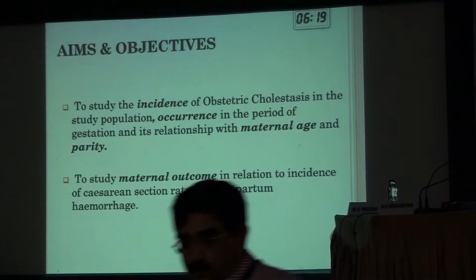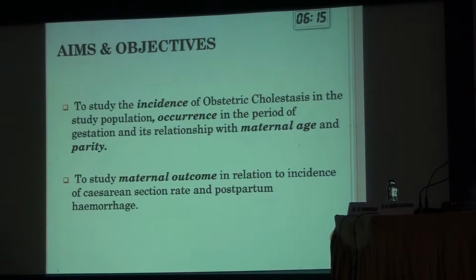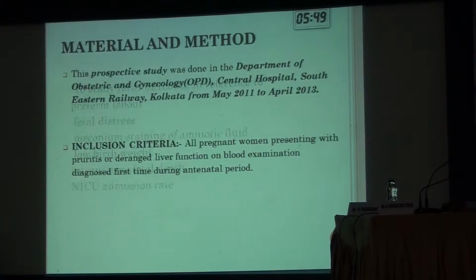The main aim and objective of my study was to study the incidence of obstetric cholestasis in the study population, its occurrence in the period of gestation, and its relationship with maternal age and parity, to study the maternal outcome in relation to incidence of caesarean section rate and postpartum hemorrhage, to study the fetal outcome in reference to preterm labor, fetal distress, meconium staining of amniotic fluid, low birth weight, intrauterine fetal death, and NICU admission rate.